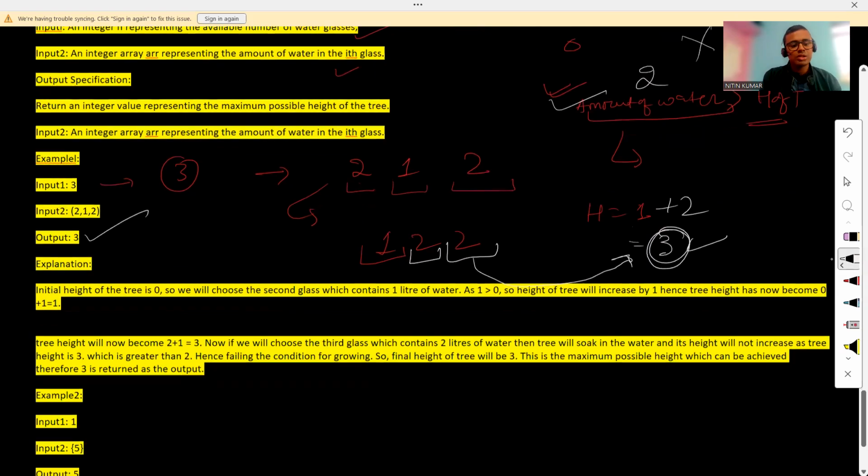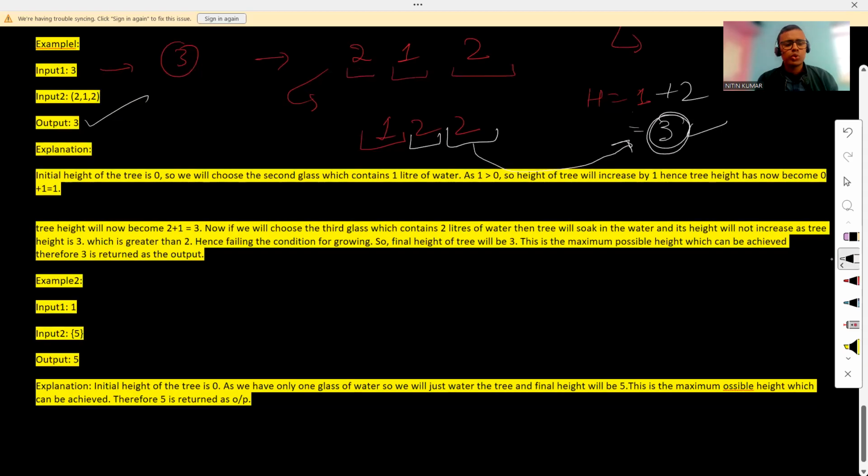Simple, it's simple. Now another input: there is only one water to pour, and this is of 5. Initially the height of the tree is 0. So 5 is greater than 0, so our height is 5.